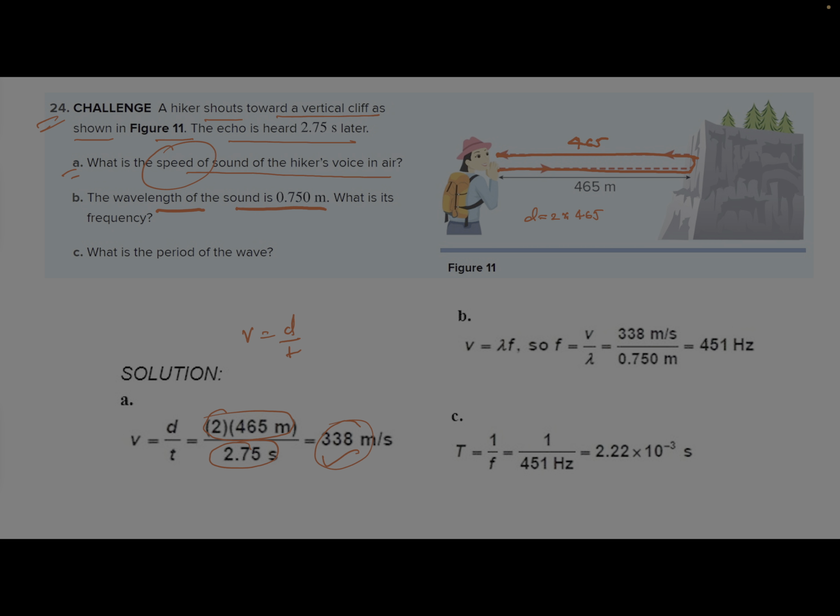The wavelength of the sound is 0.750 meter. What is its frequency? The formula is v equals lambda f, so f equals v over lambda. Velocity you have already calculated, and wavelength they have already given you, correct? Calculated, you will get 451 hertz for frequency. The third is the period of the wave. So period is time, T equals 1 over f, because you already got the frequency. Once you put it in the formula, you will get the time period. So the basic concept here is that you have to take not a single distance, but the total distance going and coming.